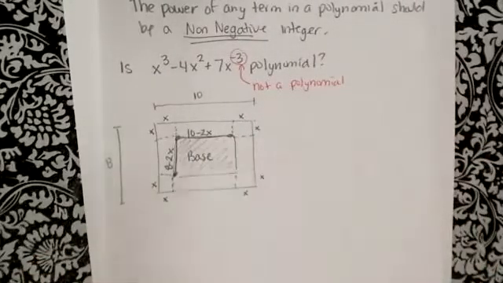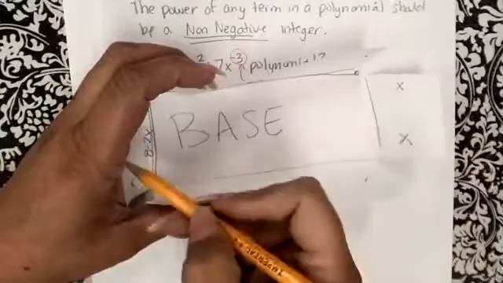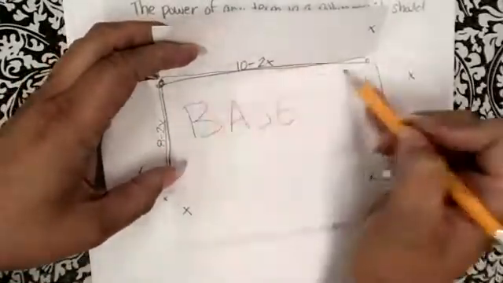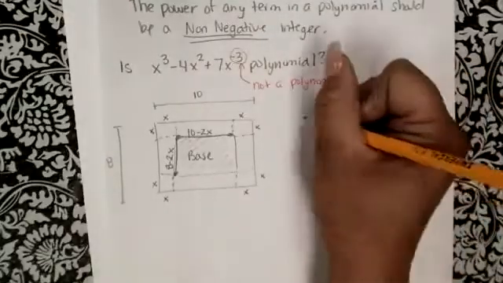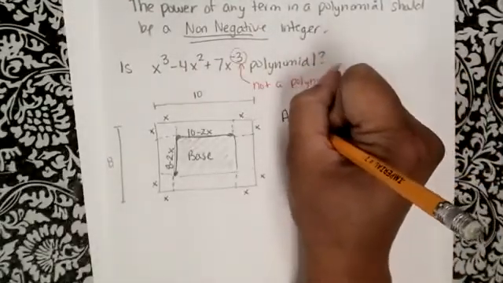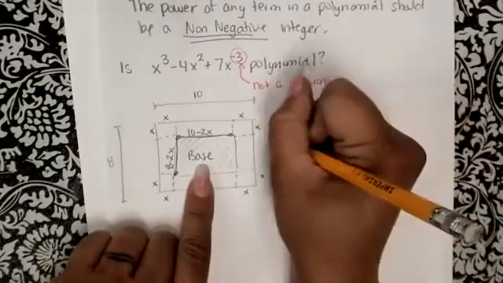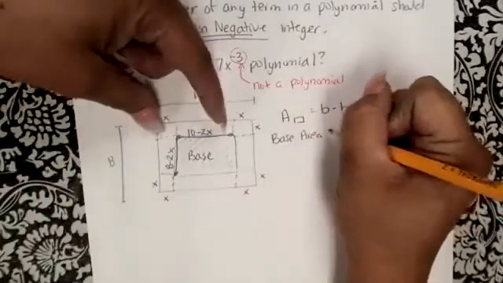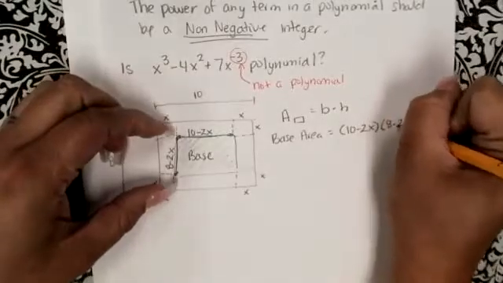If I ask you for the area of this box in between, it's going to be the area of the base times the height. And remember, the base is 8 minus 2x and 10 minus 2x. And then the height is going to be x high. So the base area is going to equal 10 minus 2x times 8 minus 2x.